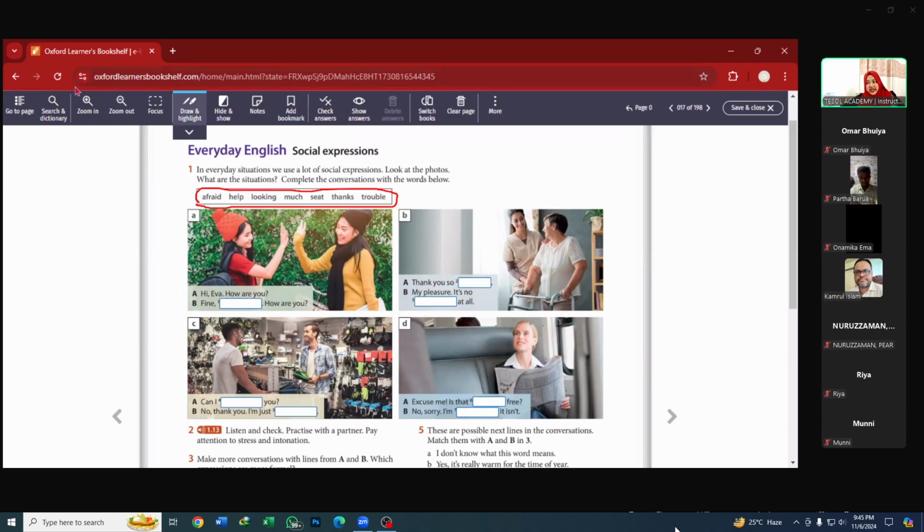I'm just dash." Lastly, in picture C, a person is asking the lady, that is, the person is A, "Excuse me, is that dash free?" And the lady, who is B, he says, "No, sorry, I'm dash, it isn't." So take some time, see the words that are given here, and pick the correct words and fill in the blanks of these conversations. And I will ask you, and we will have the conversation in 30 seconds, okay? It's quite easy, you won't take much time.